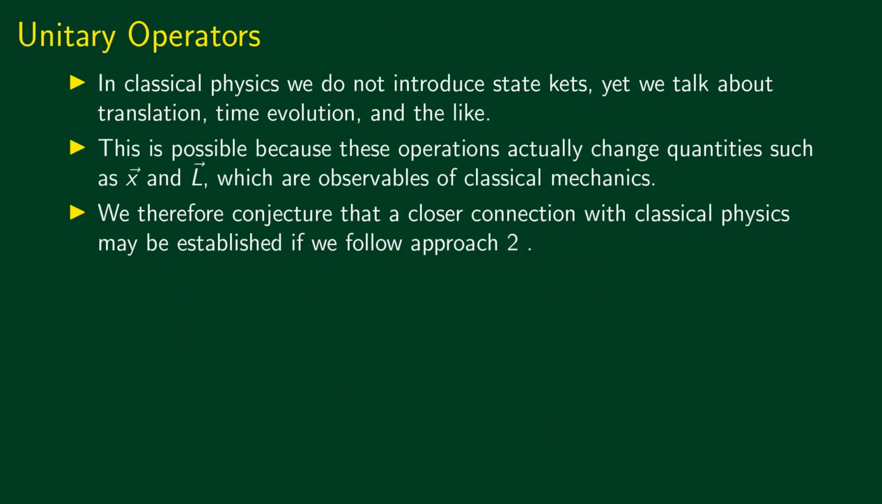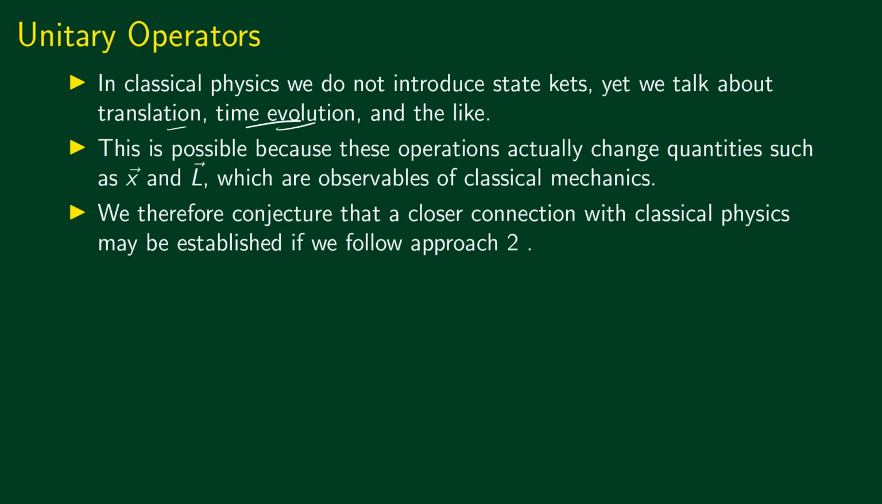In classical physics, we did not have any distinction between states and observables. So we did not introduce any state kets, but still we had to talk about translation, time evolution, etc. Now, how did we do this in classical physics? In classical physics, we said that time evolution, translations, etc. actually changed the quantities x vector, L vector, etc. Right?